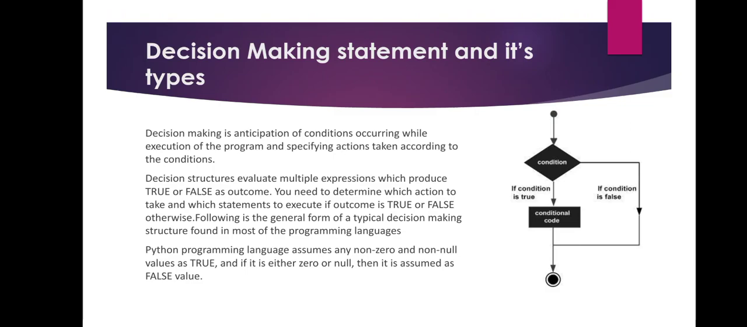First of all, it checks the condition. If the condition is true, it executes the conditional code. The conditional code is nothing but what we write inside the if statement, or if else statement, or elif or nested if. If the condition is true, it executes the conditional code. Otherwise, if the condition becomes false, it executes the code outside the if statement or outside the else statement. So this is about decision making statements, and now we'll see the types of decision making statements.